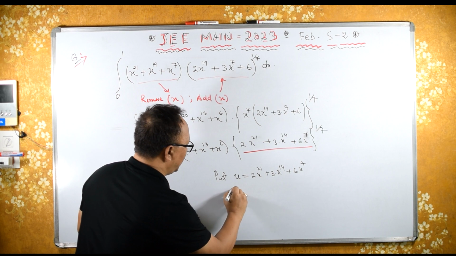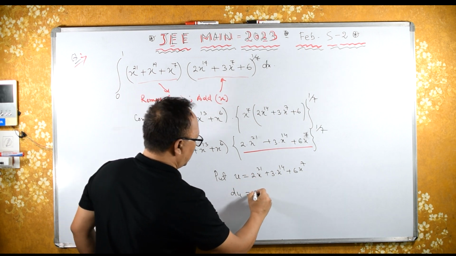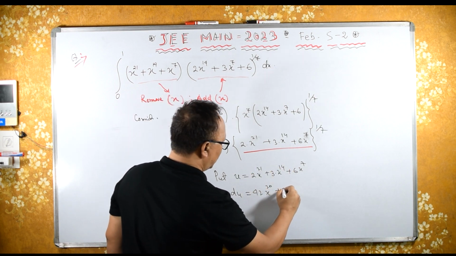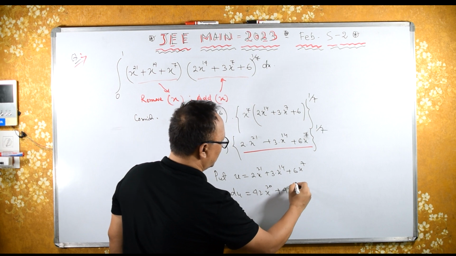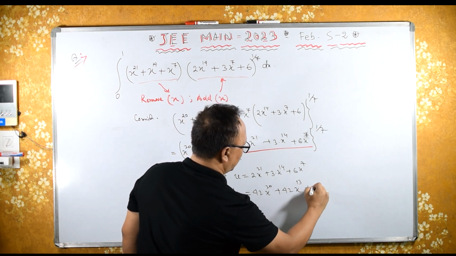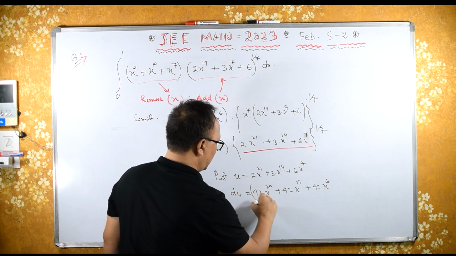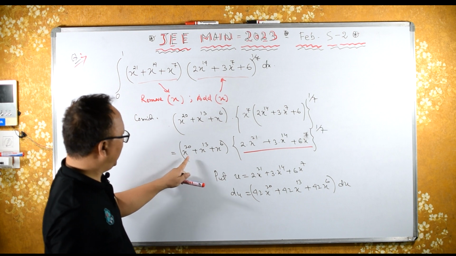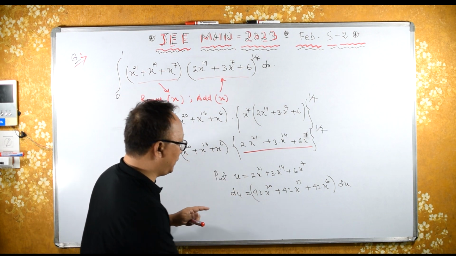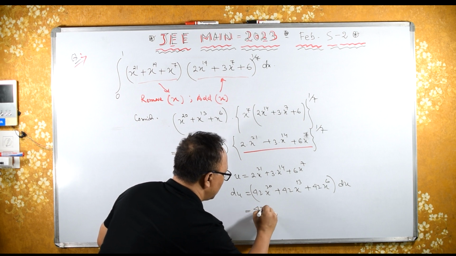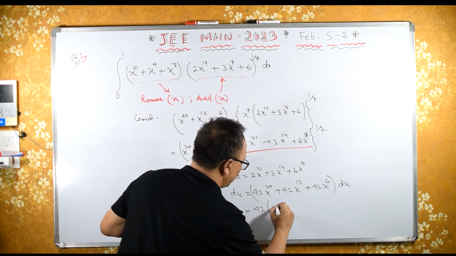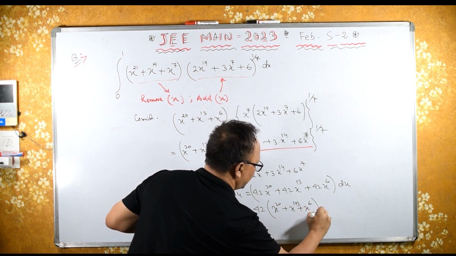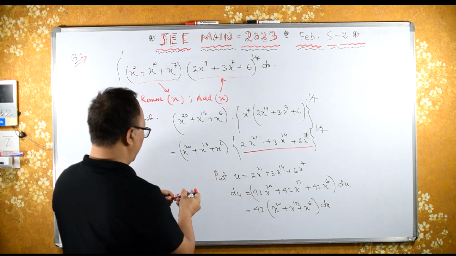Okay. Therefore, du equals to what? 42x raised to 20 plus, here this also 42x raised to 13 plus 42x raised to 6 into dx. Okay. Now this we have x raised to 20, x raised to 13, 6. Now from here I can take 42 common. If I take 42 common, then x raised to 20 plus x raised to 13 plus x raised to 6 dx. Okay. Now what is our target?